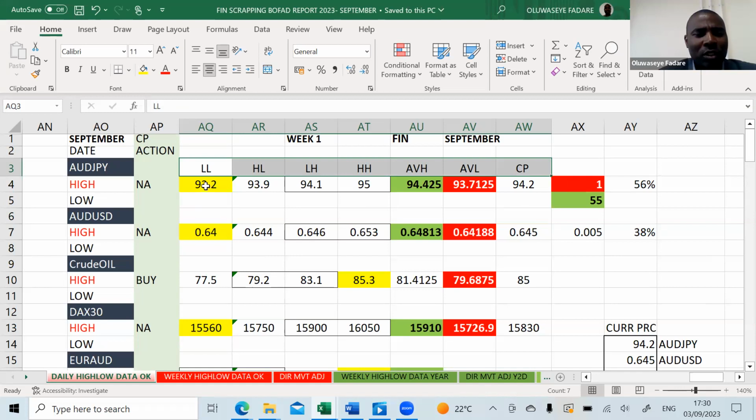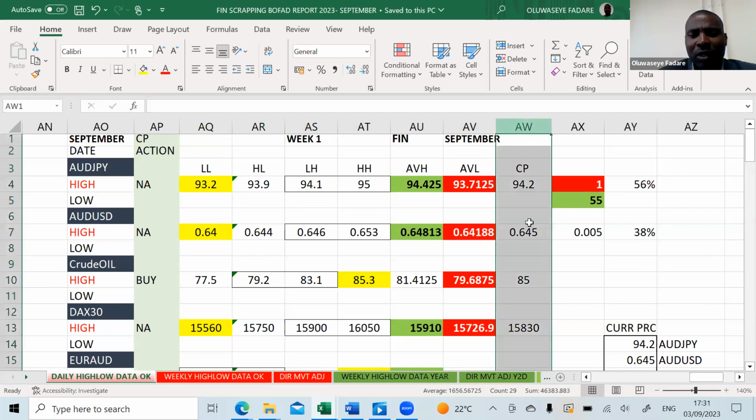As you can see in these reports, this is the lowest low at 93.2, the highest low at 93.9, the lowest high at 94.1, and the highest high at 95. All of this is obtained from the data that have been inputted. And here we have the average high and the average low, and here we have the current price. As at today, the 3rd of September, that I'm talking to you, this column represents the current prices. It's based on these current prices that the actions we see here are decided.